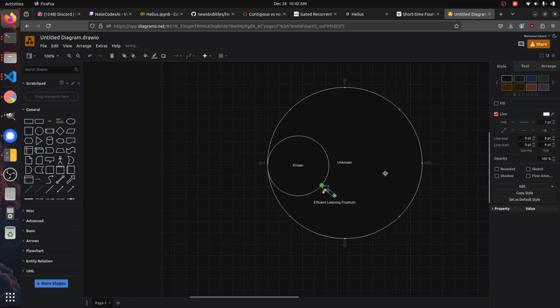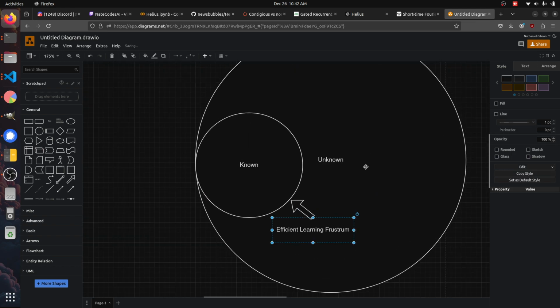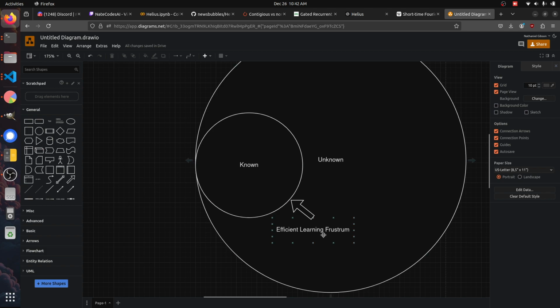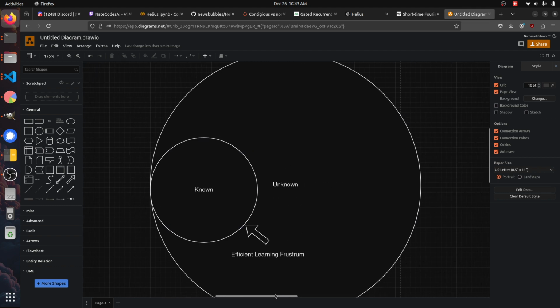Yeah. So the efficient learning frustrum is like, that's okay. This is where you should be talking to ChatGPT, along the circumference of the known circle, since it's inside of the known circle. And these are obviously, okay, if you think about it, these are like circles, which they are. There can be a small difference, right?